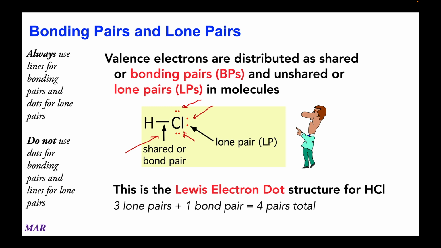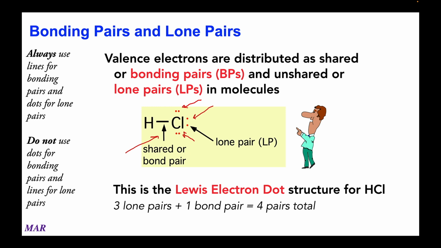Now, bonding pairs should always be lines. Do not use dots for bonding pairs. That's a big no-no when it comes to chemists. On the other hand, lone pairs should always be dots. Don't use lines, all right? So make sure you follow this. This is important to chemists. Bonding pairs are lines. Lone pairs are literally dots. Don't use lines for them.